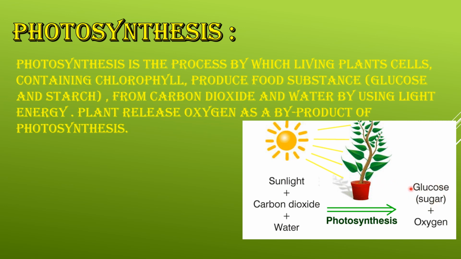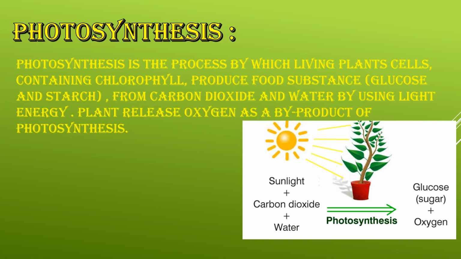The simplest form of carbohydrate is glucose. Starch is a complex sugar, and glucose is a monosaccharide, called a simple sugar, and it releases the life supporting gas called oxygen. Now let me again state the definition of photosynthesis. Photosynthesis is a process by which living plant cells containing chlorophyll produce food in the form of starch and glucose from carbon dioxide and water by using light energy, and they release oxygen as a byproduct of photosynthesis.